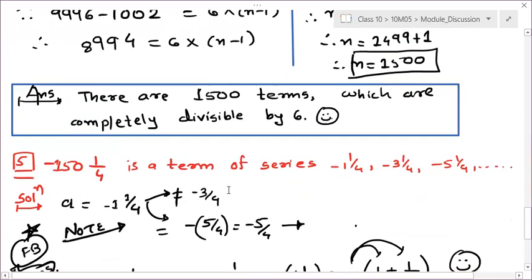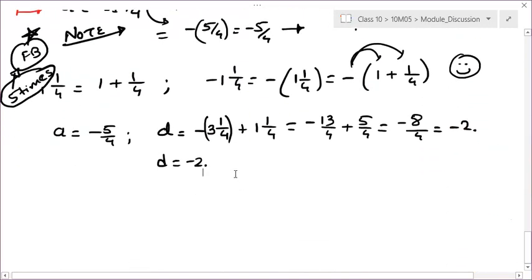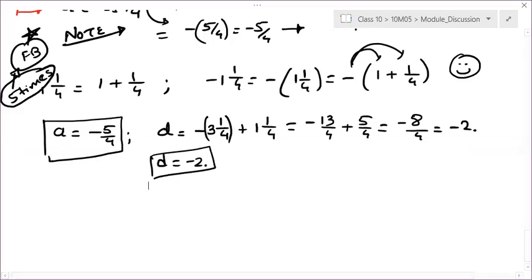Right. First term and common difference, these two should be clear to you. Why did we take the first term as minus 5 by 4, not minus 3 by 4, and how did d come out as minus 2? If you do not simplify over here and directly do minus 3 plus 1 equals minus 2 with 1 by 4 as it is, that will not work. 1 by 4 is not in a product over here. 1 by 4 is as plus, and minus is also applied to 1 by 4. So minus 1 by 4 plus 1 by 4 will get cancelled out, and minus 3 plus 1 will give you minus 2. Are you getting my point?